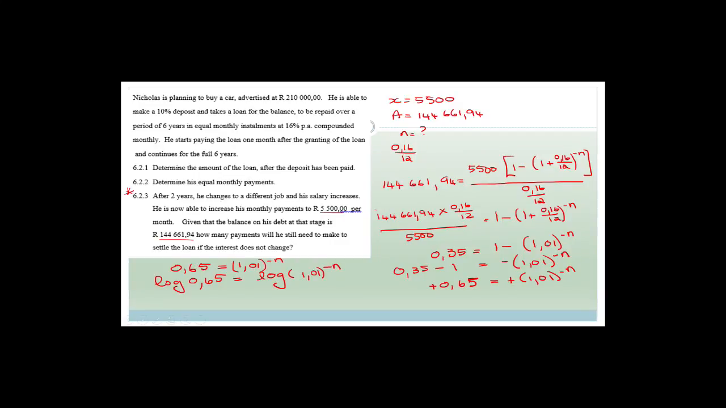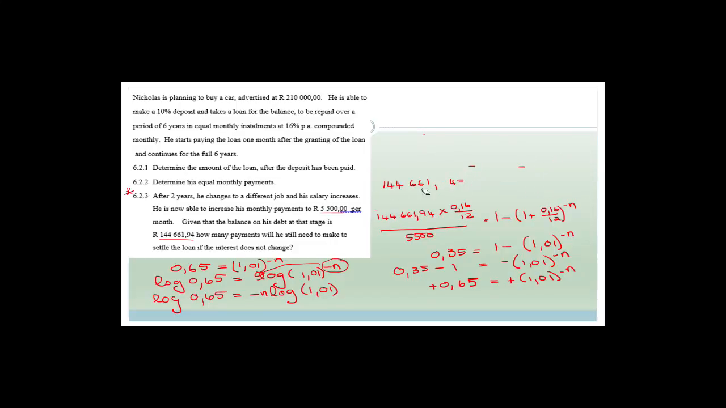Now, the reason logging makes it easier is that the only rule you need to know is that minus n needs to go to the front. So therefore, we've got log of 0.65 is equal to minus n times log 1.01. And then it's actually really easy because we're just going to divide the logs and we'll end up with negative n, and then we can work out what n is. Okay, I'm just going to erase this because I need the space, and then I'm going to change colors so you can see where I'm going with this.